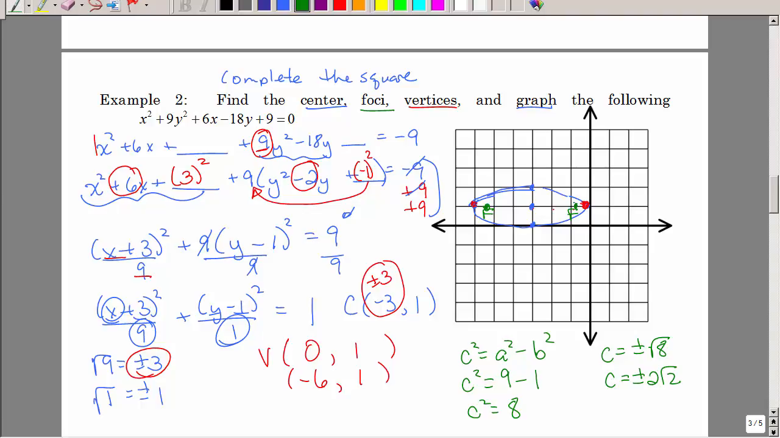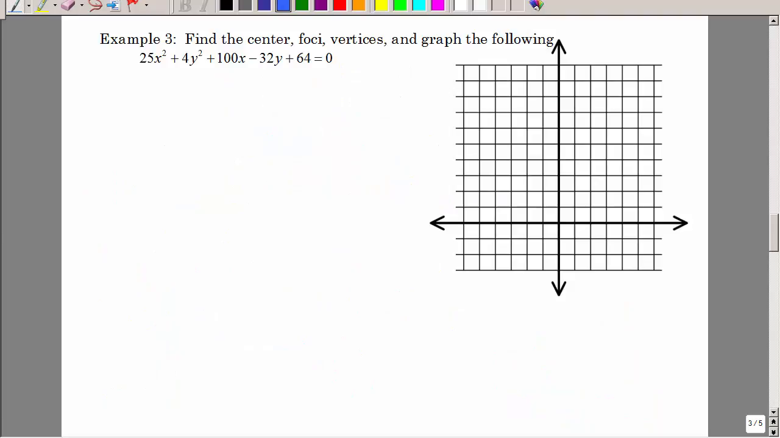Now what are their ordered pairs? Well, again, if I take that center and I add or subtract that plus or minus 2 square root 2 to the x coordinate, those are my coordinates of my foci. Let's just do another one just to get that practice.